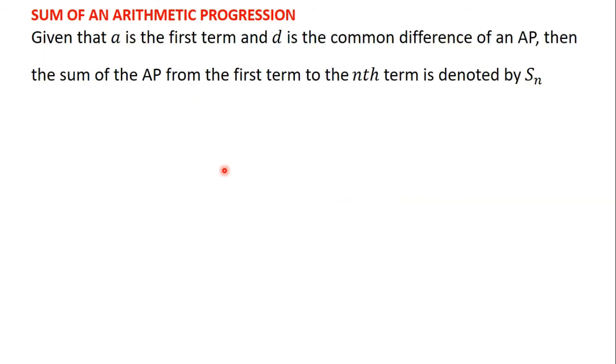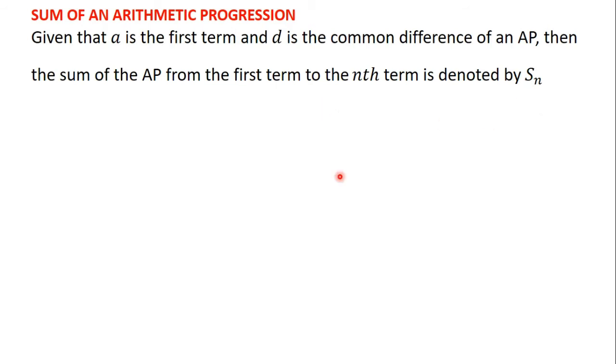Let's consider an AP with a first term of a and a common difference of d. So given that a is the first term and d is the common difference of an AP, then the sum of the AP from the first term to the nth term is denoted by Sn. So the sum from the first term to the 13th term will be denoted by S13. The sum from the first term to the 50th term will be denoted by S50. So the sum from the first term to the nth term is denoted by Sn.